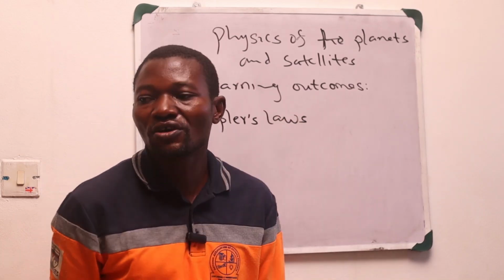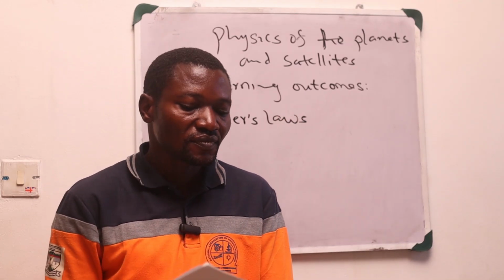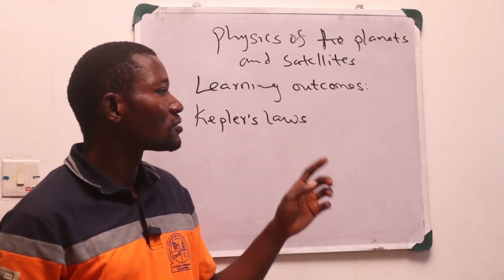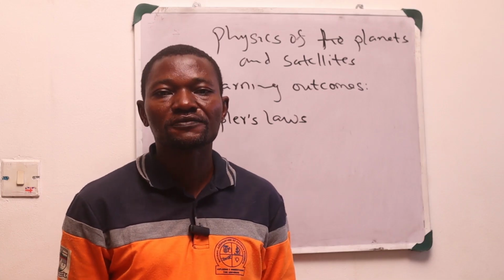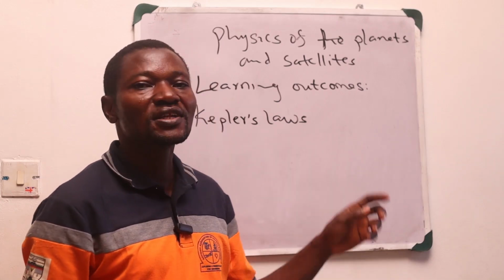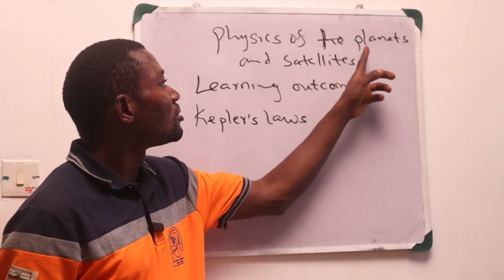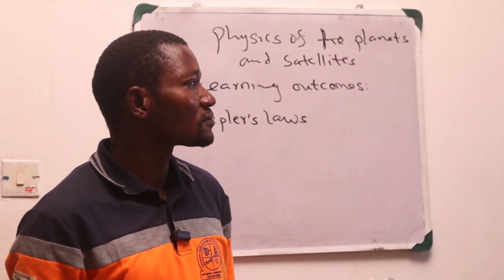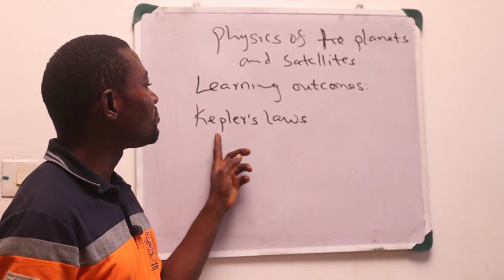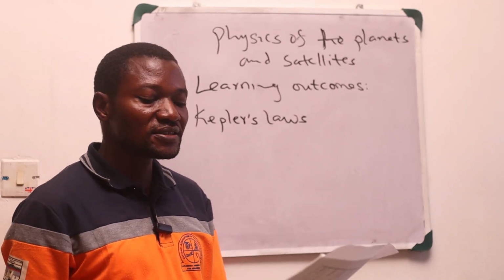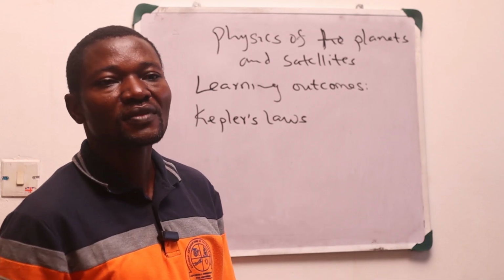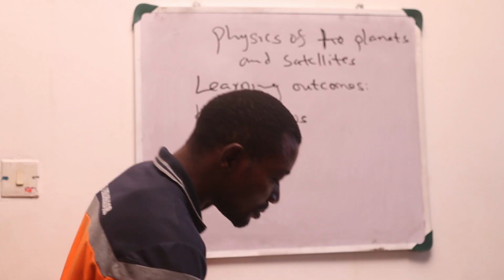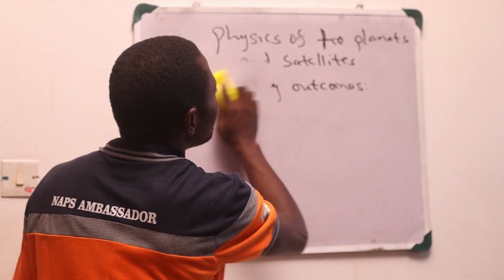A scientist called Kepler, after much study, came up with some laws that help us to better understand the motion of planets and the satellite. And we call that Kepler's laws of planetary motion. There are three of them. Let's look at what each of these laws is all about. Let me use a diagram to explain.